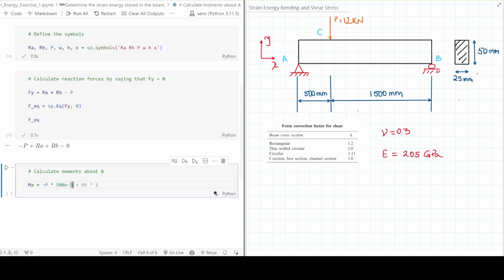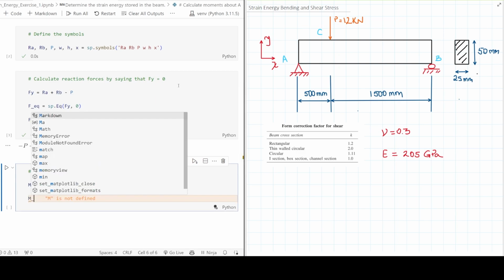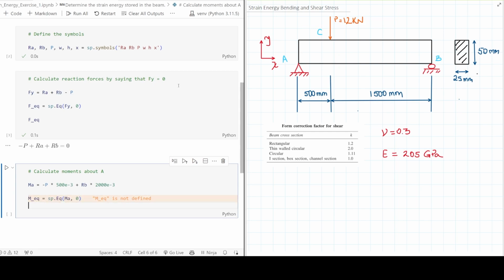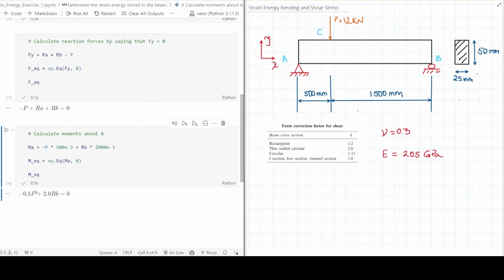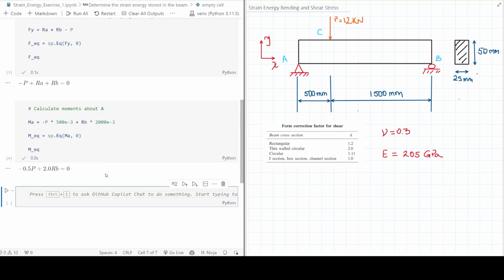Just thinking that I could clean this up a little bit more, but no, let me do it like this. And then plus Rb times 2000 millimeters, yes. But then this has to be equal to 0, so I'm going to call it moment equation. And yes, that's correct. If I print this out, it's going to be exactly as mentioned here. Now we have a couple of equations and 2 unknowns, so we could solve this system of 2 equations, solving to find Ra and Rb.